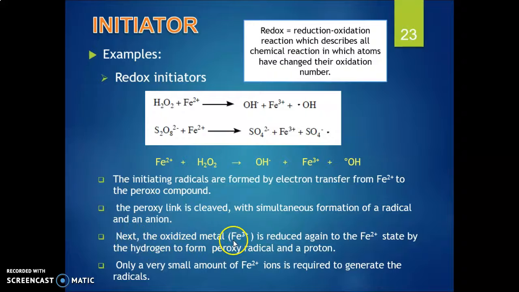So it is said that the oxidized metal Fe3 plus is reduced again to the Fe2 plus state by the hydrogen to form peroxy radical and a proton. Only a very small amount of Fe2 plus ion is required to generate the radicals. The same goes with this reaction. The oxidation number also increases from 2 plus to 3 plus by releasing one electron during oxidation. So the oxidation process involves the releasing of an electron.